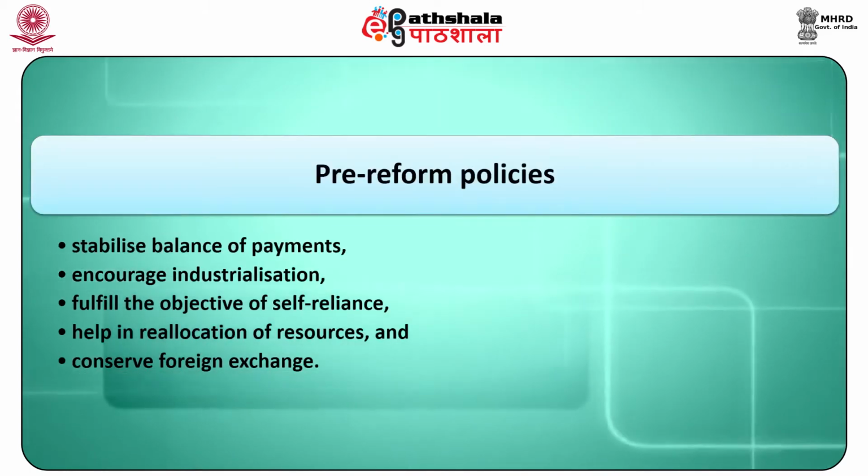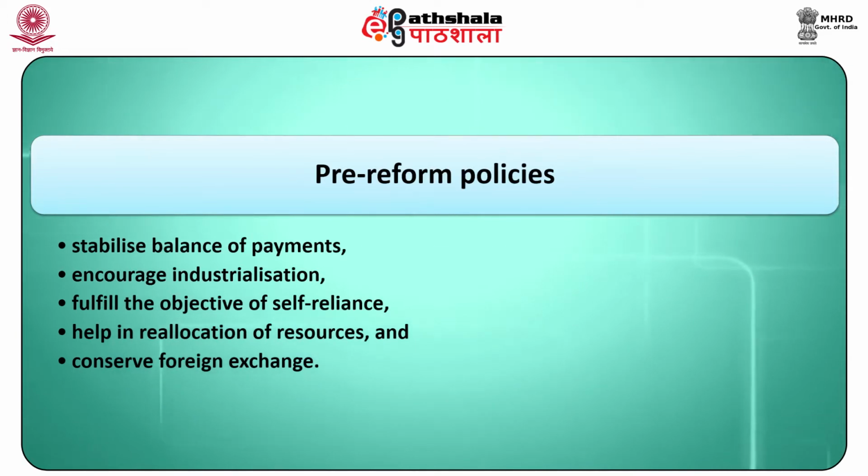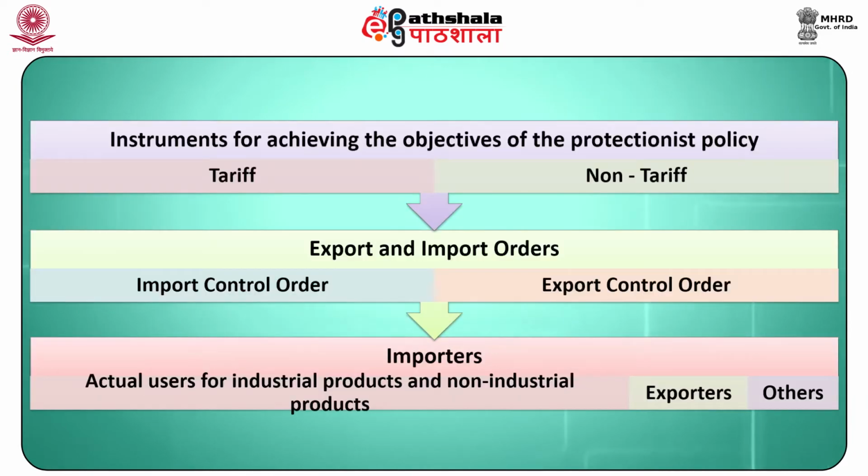The primary objectives of this protectionist policy were, first, to stabilize the balance of payments, second, encourage industrialization, third, fulfill the objectives of self-reliance, fourth, help in reallocation of resources, and fifth, conserve foreign exchange. The instruments adopted for achieving the objectives of the protectionist policy can be classified in two broad groups, tariff and non-tariff measures. These instruments were basically used to bring about changes in price, volume or other parameters relating to tradable commodities and services.